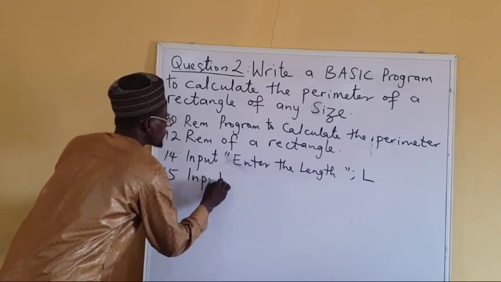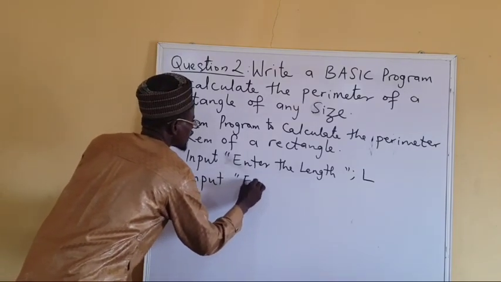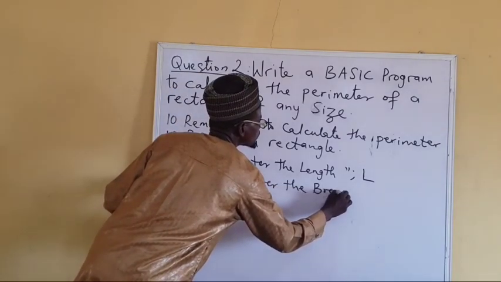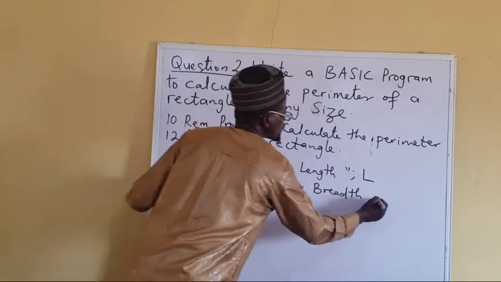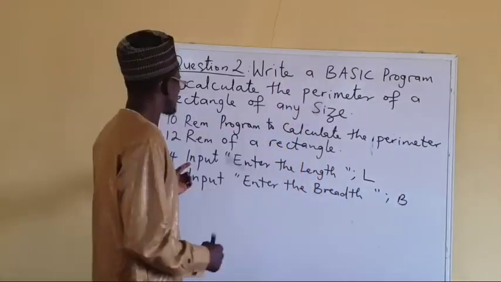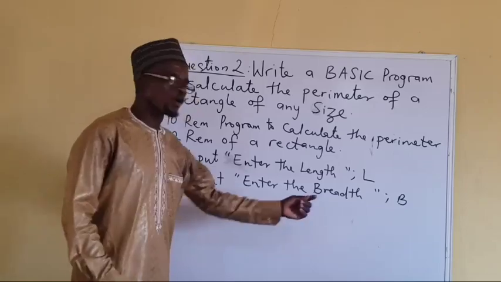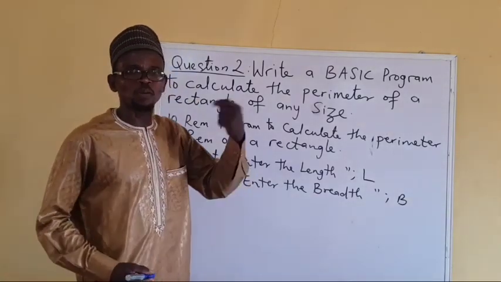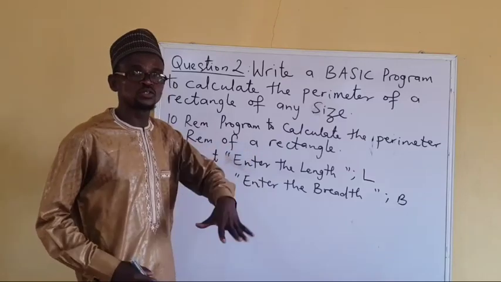So the same thing for the second one, 15. Input, enter the breadth. Give a small space, close the quote, semicolon, B. With these two lines of code, the computer will ask the value of length and breadth. Then after supplying them, the computer will now use the formula.